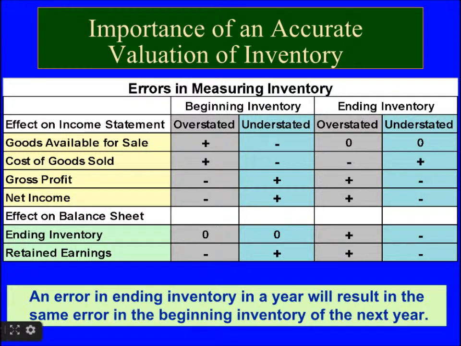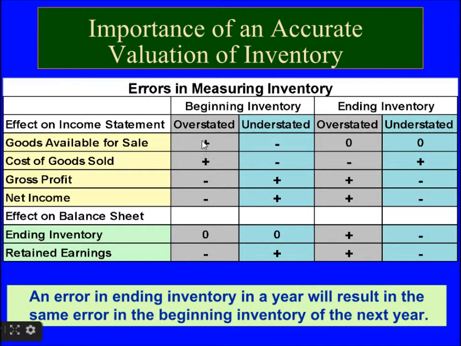This is about errors in measuring inventory. An error in ending inventory in a year will result in the same error in the beginning inventory for the next year. So if you make an error in ending inventory and you move that entry forward to the beginning of the new year, the same error will be carried. So you have to be careful not to overstate or understate the inventory.